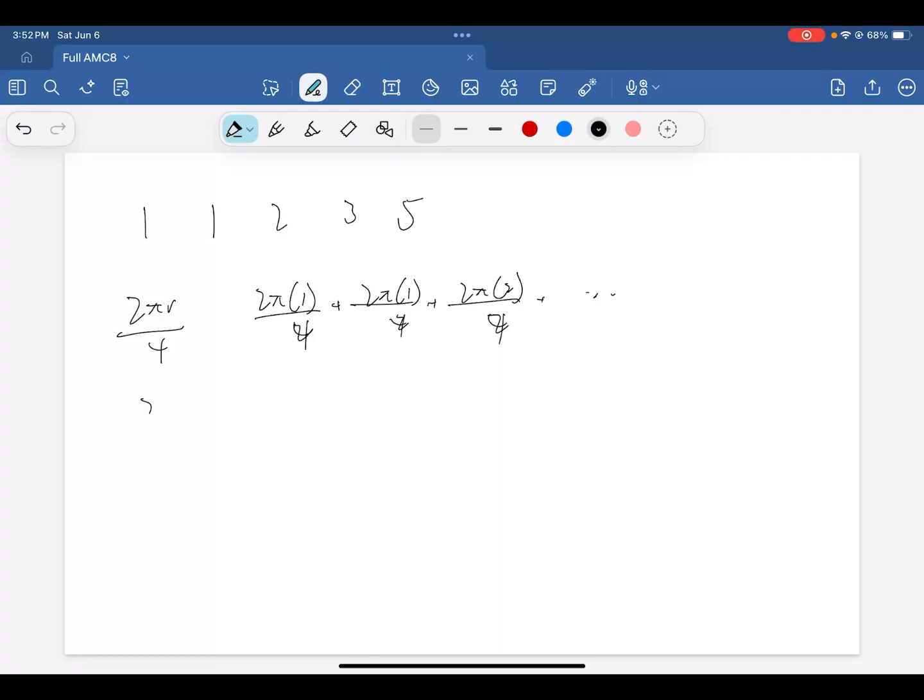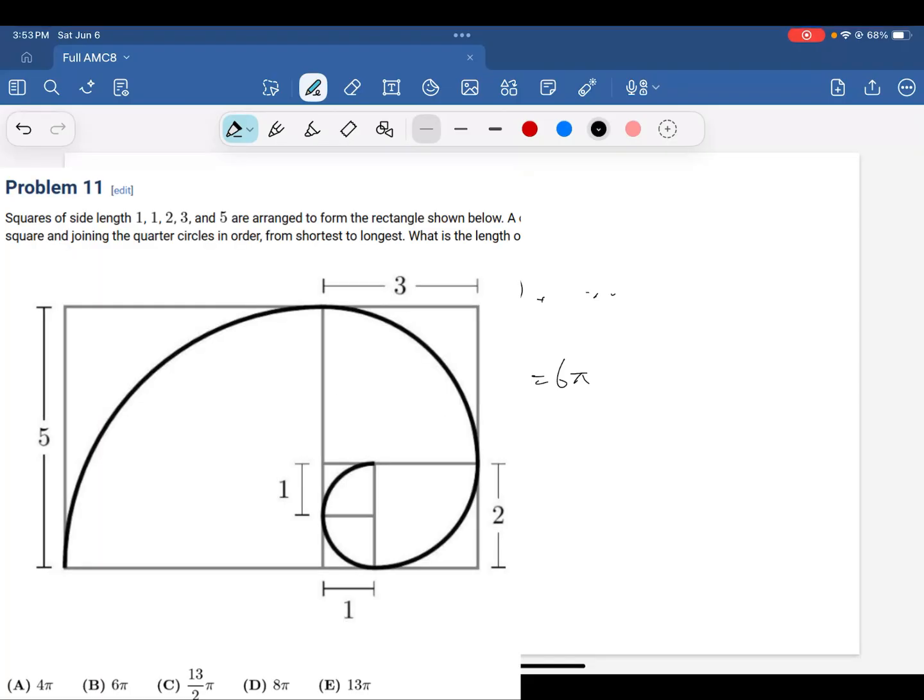We can pull this out over here to get 2 pi over 4 times 1 plus 1 plus 2 plus 3 plus 5 to get the entire perimeter. So that is going to be, cancel this out, pi over 2 times 1 plus 1 is 2, plus 2 is 4, plus 3 is 7, plus 5 is 12. Pi over 2 times 12 is just 6 pi. So our answer is B.